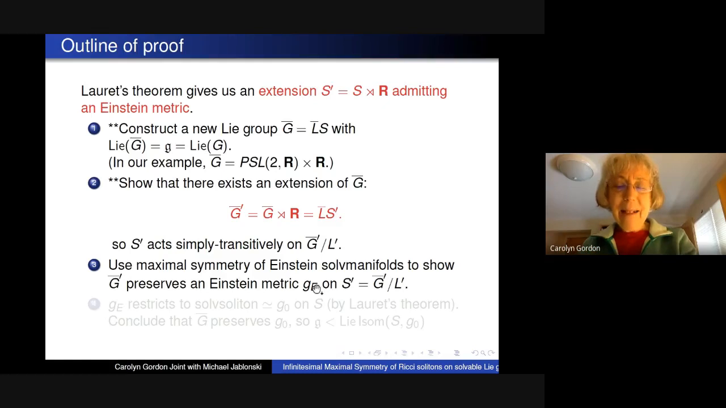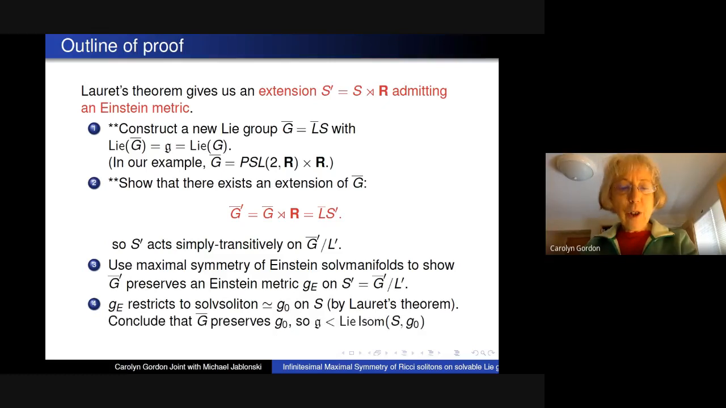Now, if you take that metric and restrict it to S, then again, Jorge tells us that's a solvsoliton, and solvsolitons are unique up to automorphism. So basically, this Einstein metric restricts to our original solvsoliton on S. And then the fact that G bar prime preserves the Einstein metric implies, because of the way it's constructed, that G bar preserves the soliton metric.